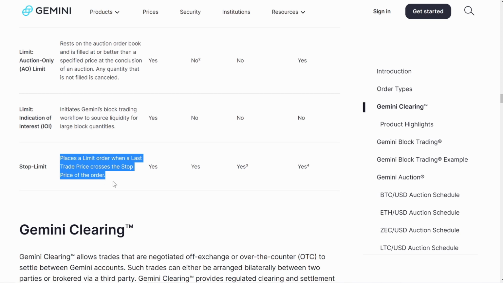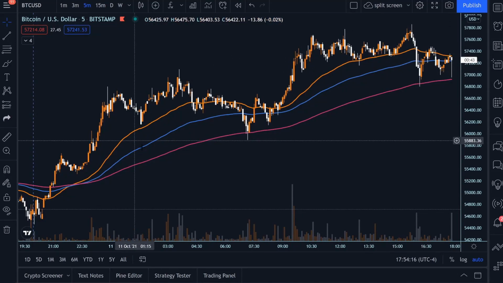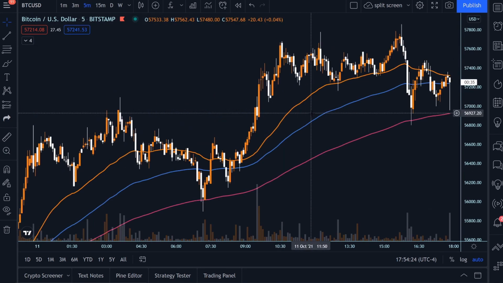Now, you guys may be confused, and that's okay. I'm going to draw some diagrams on TradingView to show you exactly what that means. So right now we're on the 5-minute chart of Bitcoin. Again, it's not just for cryptocurrency, it's for cryptos and for stocks.